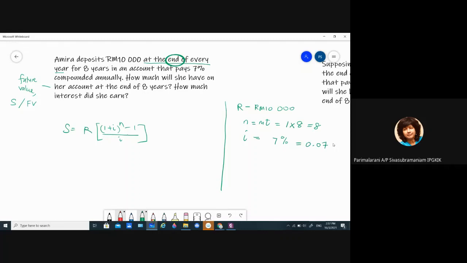So we have all this information and can substitute into our formula. We have 10,000 into (1 plus 0.07) to the power of 8 minus 1, over 0.07.